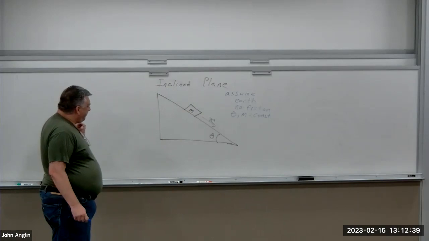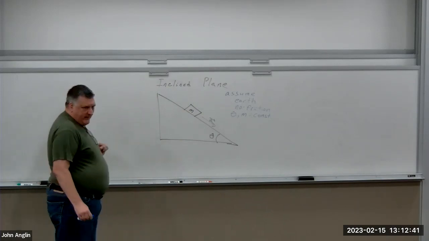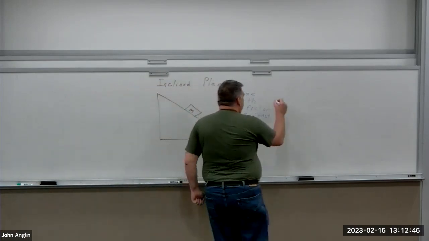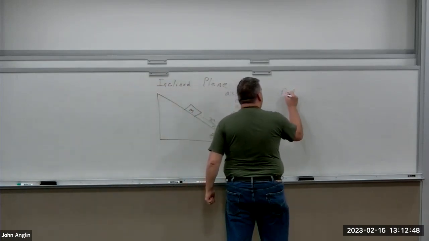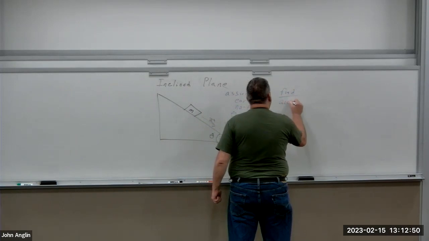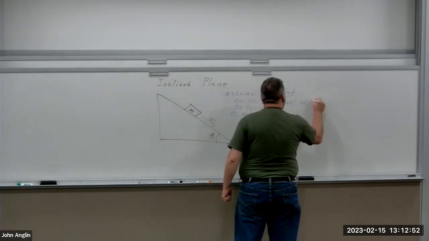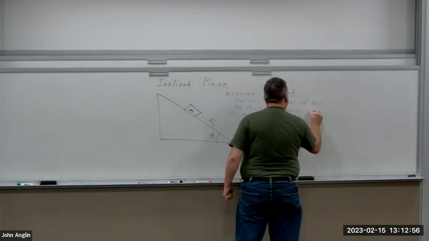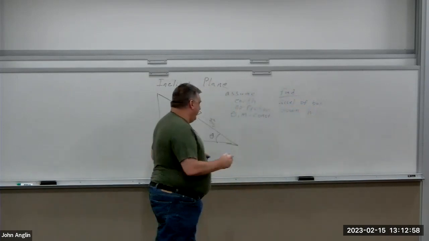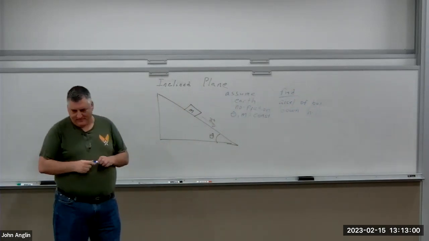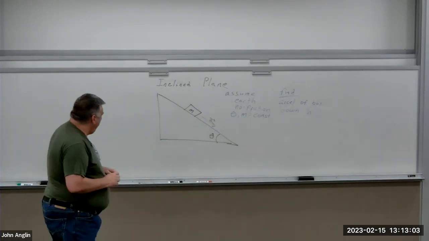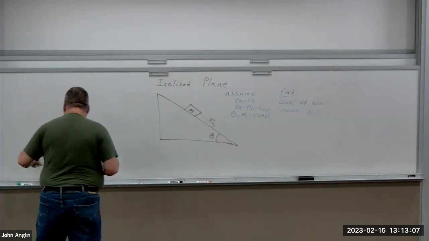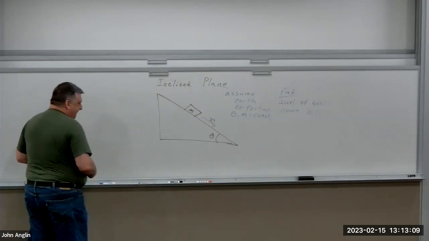So this is a typical inclined plane problem. Remember what we want to solve for. We're going to say find the acceleration of the box down the hill. This is all we have to go on. But we're going to be able to solve this pretty easily.